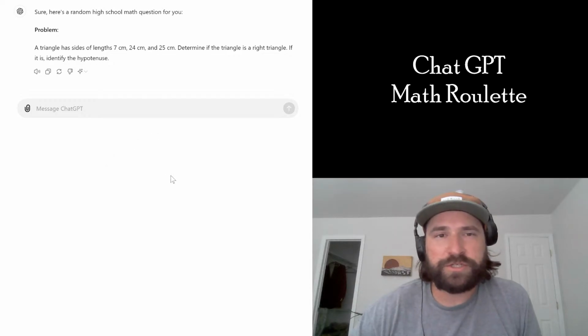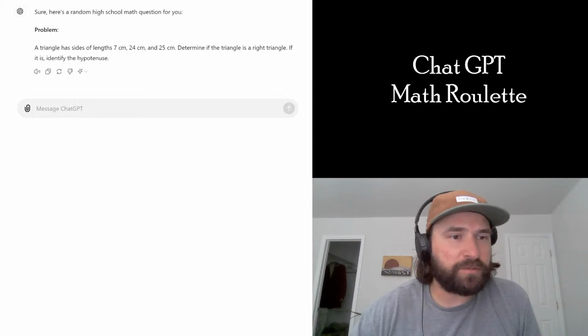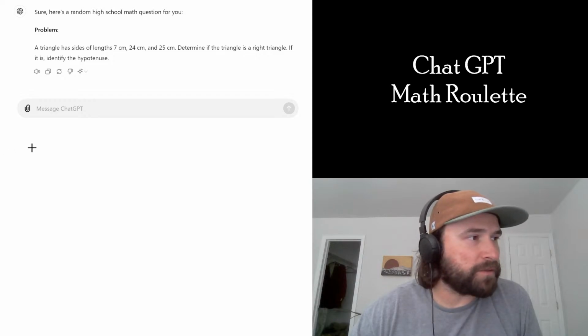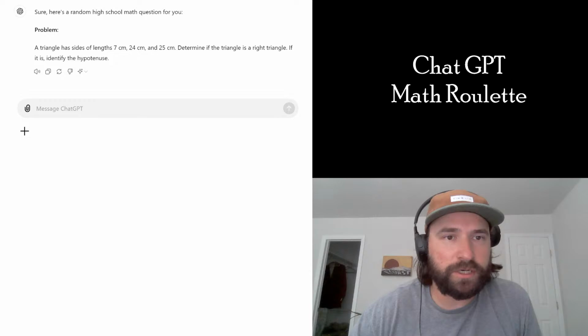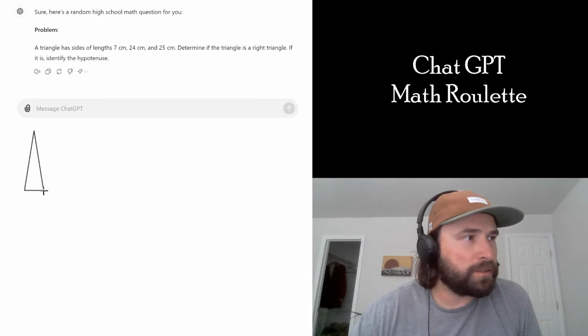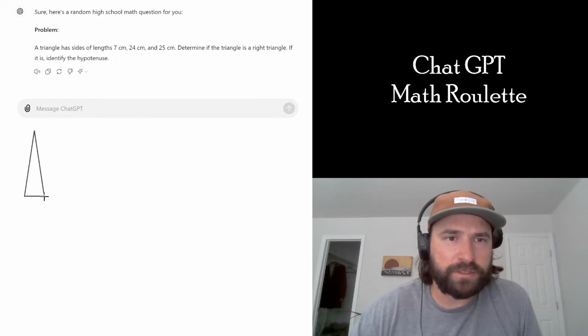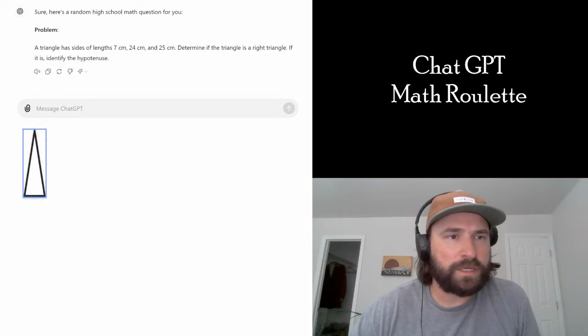All right, so this question, it looks like a geometry question. It's asking about a triangle, so let's grab a triangle here. I don't think I'm going to be able to do a right triangle, but we're wondering if the triangle is a right triangle. So we have some triangle. It looks like two of the sides are significantly longer than the other one. Let's label our sides.